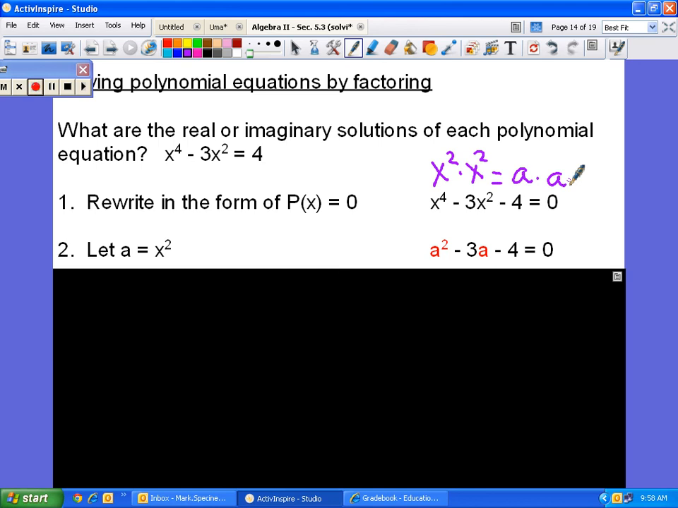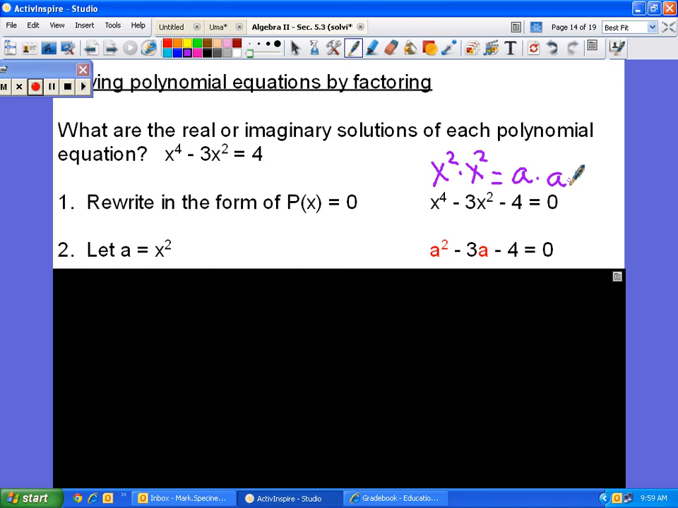What I've done is change the form of x to the 4th power. I changed it into x squared times x squared. It's still x to the 4th power. Multiply these two together, you get x to the 4th. Because I'm letting my A value substitute in for x squared, I say, x squared, I'm turning you into A, and other x squared, I'm also turning you into A. So what do I get? I get A squared minus 3A minus 4.